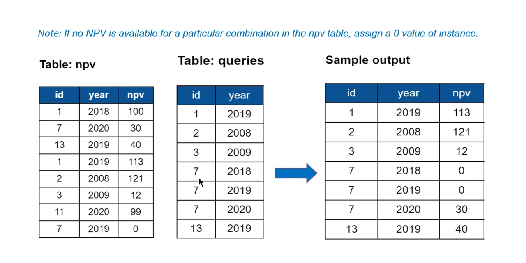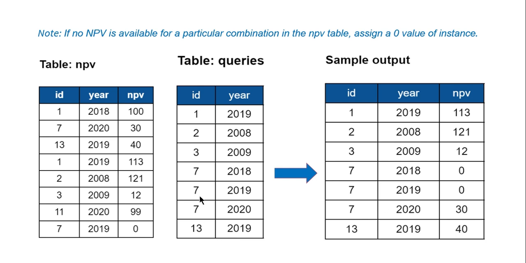Now for the combination of 7 and 2018, we can see that there is no NPV value present for this particular combination, and since we have been given that if no NPV is available for a particular combination in the NPV table, we have to assign a zero value, in the output table we have assigned NPV 0 for this.